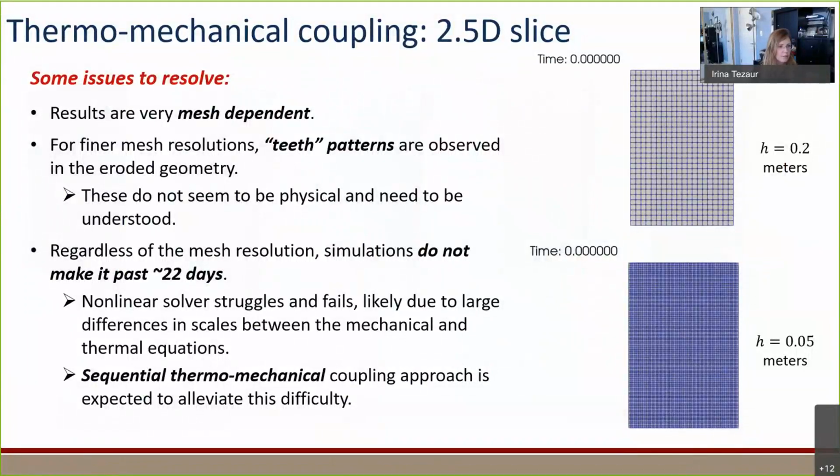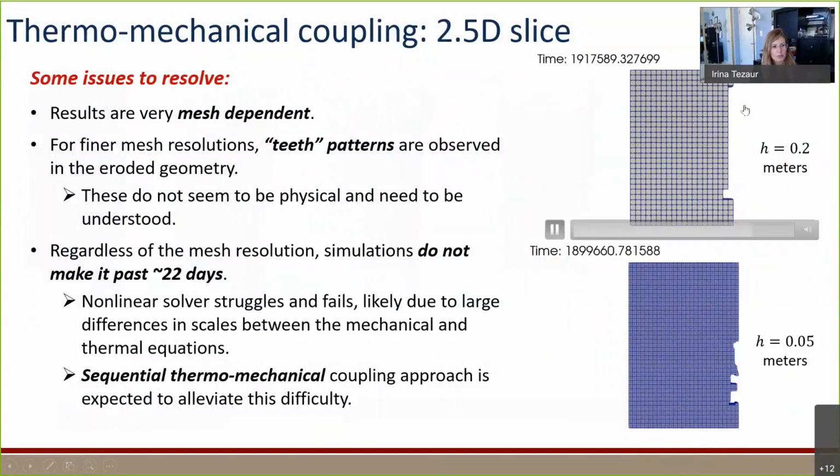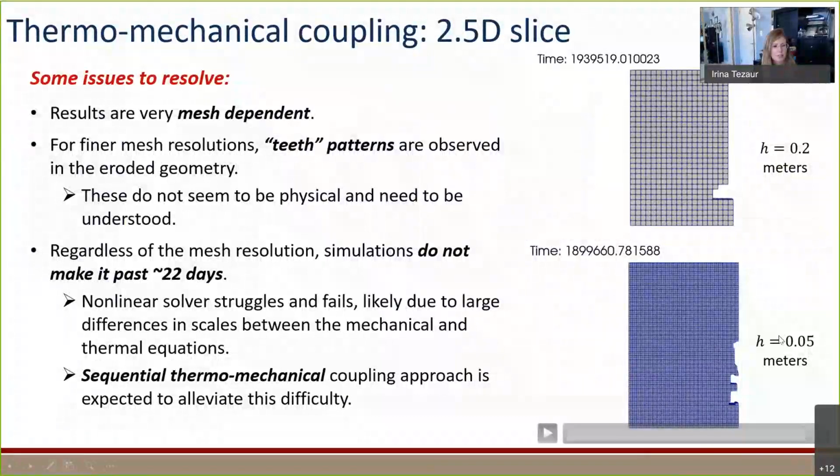One of the issues is the results are very mesh dependent for this problem from what we've seen. This is a movie that shows you what I mean by that. These are two different resolutions: 0.2 meter resolution and 0.05 meter resolution. You can see that the patterns are very different, and this is with the same boundary conditions. So that's something we're trying to understand.